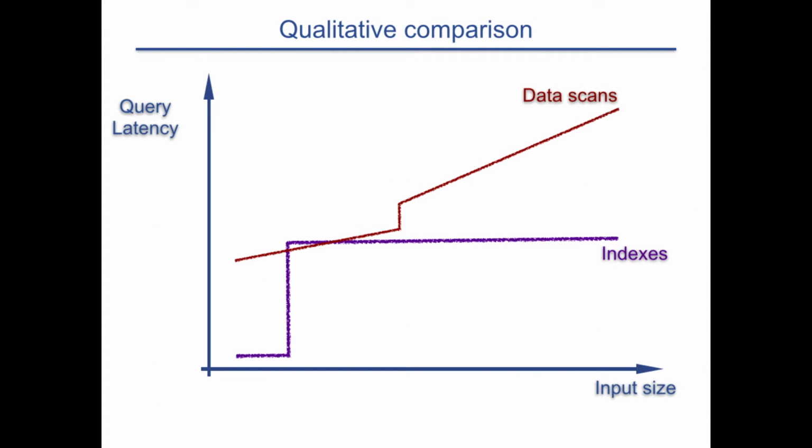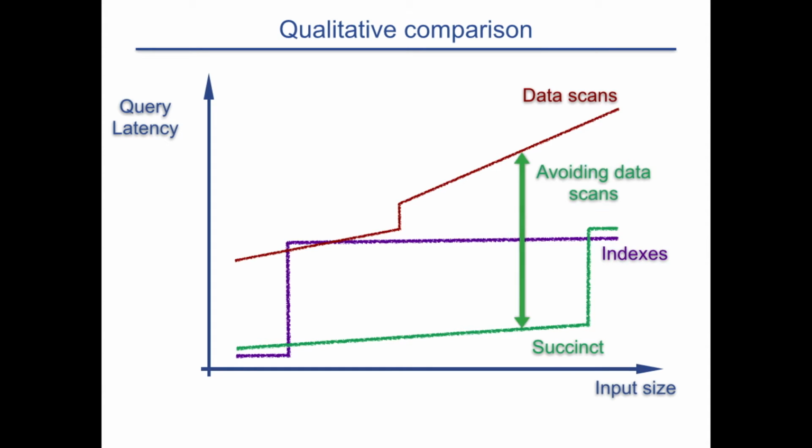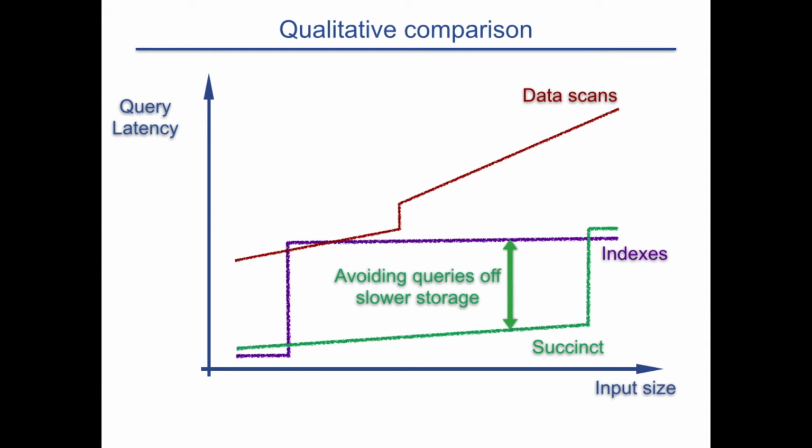So let's look at this curve. Where does Succinct fit back? Since Succinct is storing a compressed representation, it can keep the data in memory for a much larger range of input sizes. At some point, Succinct will go out of memory, and then latency will be slightly worse than indexes. But this is the gain that you get by avoiding data scans in Succinct for these input ranges. And this is the gain that you get against indexes by avoiding going to slower storage. Okay?